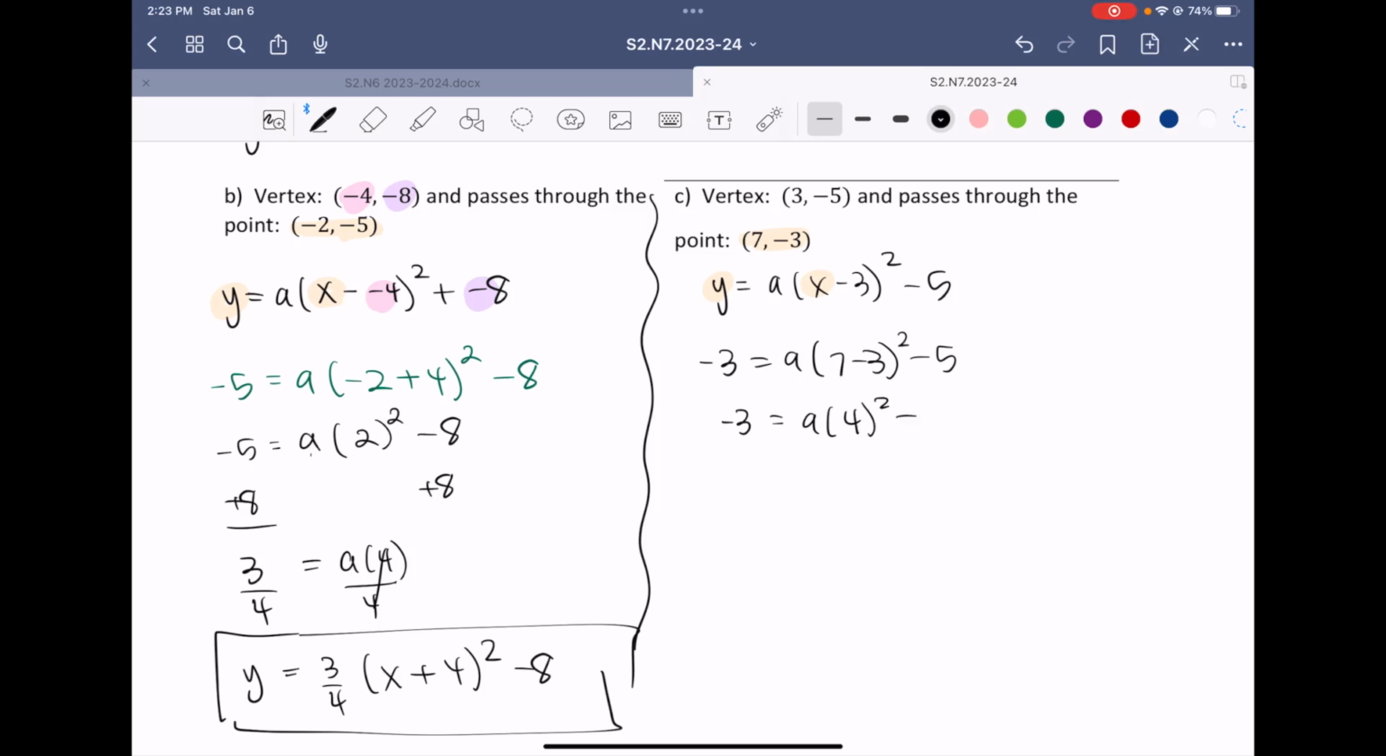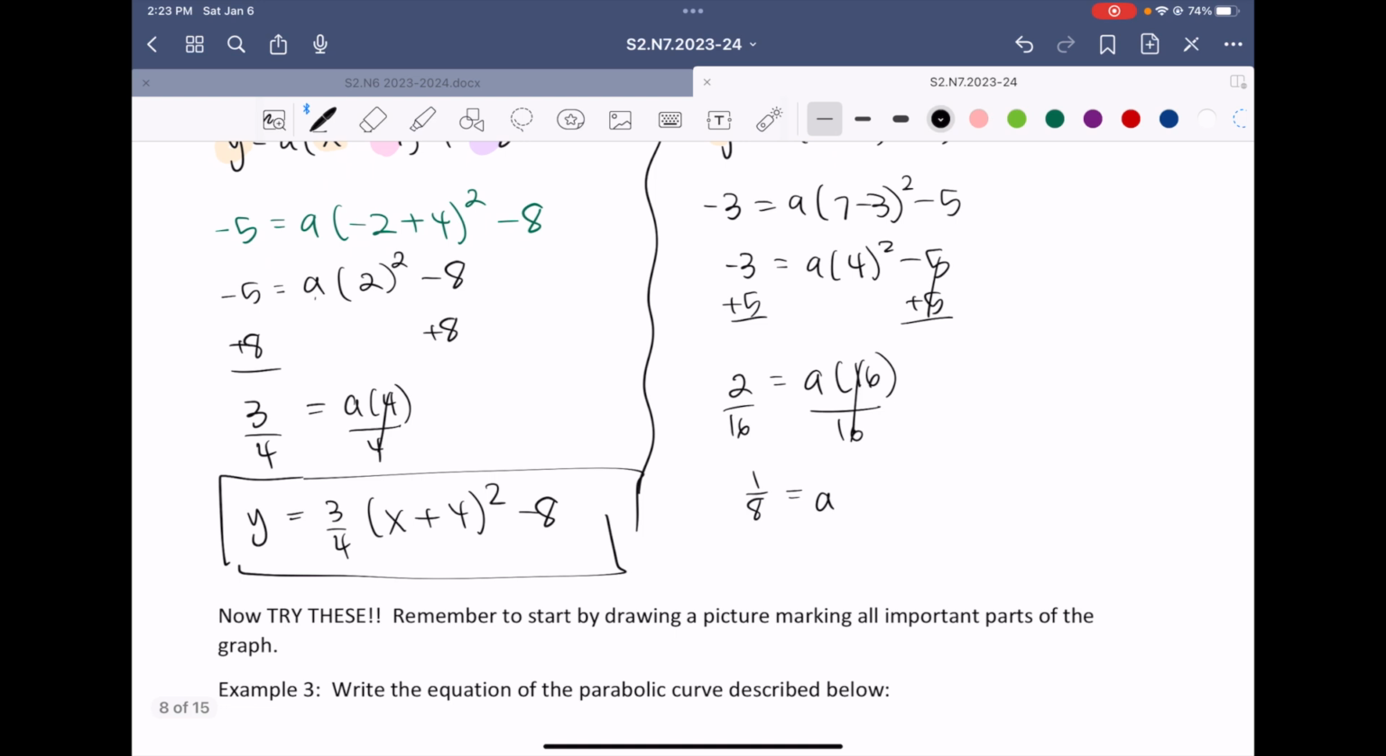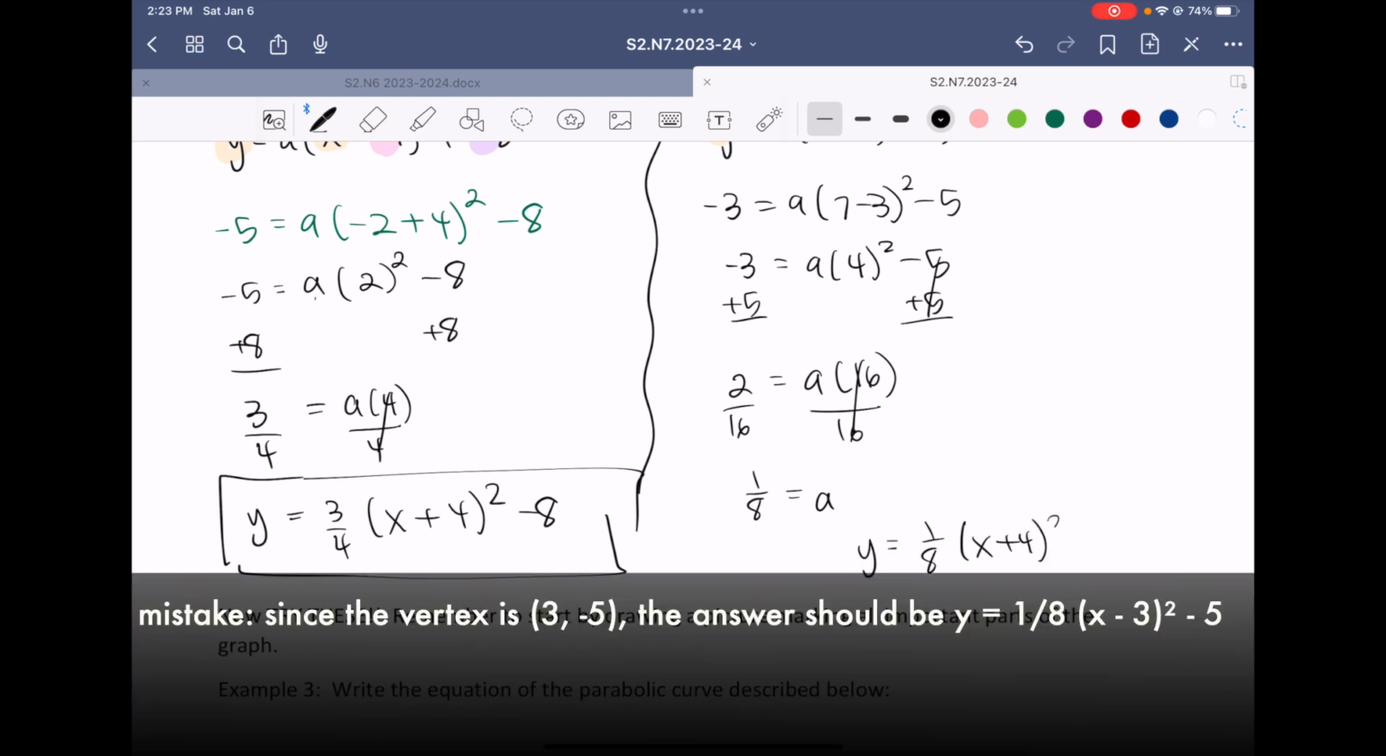Okay, let's clean this up. Add the 5. So I've got 2 equals a times 16. Divide both sides by 16. So it looks like a would be equal to 1/8. So final answer then would be y equals 1/8 times x plus 4 squared minus 8.